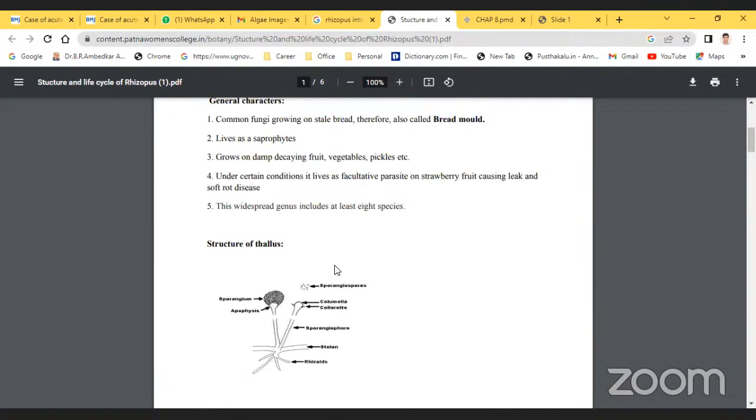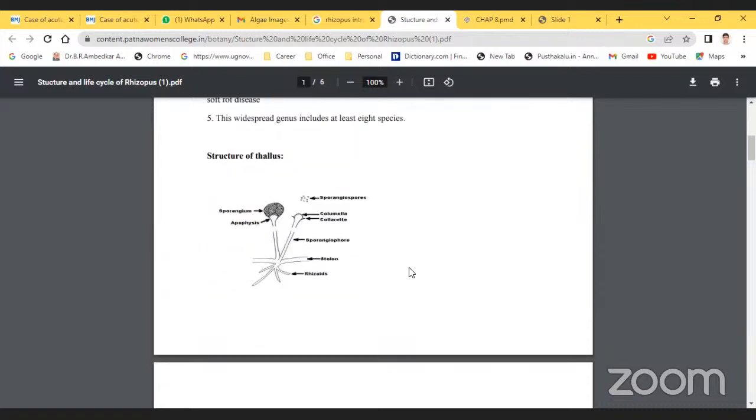Generally, this type of fungus grows on damp and decaying fruits, vegetables and pickles. It commonly grows on stale bread, therefore it is also called bread mold. Which fungus grows on bread? It is bread mold, Rhizopus. It lives as a saprophyte. Under certain conditions, it lives as a facultative parasite on strawberry fruit, causing leak and soft rot diseases. It is a widespread genus, including at least 8 species.